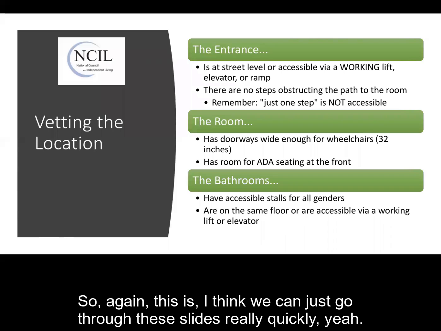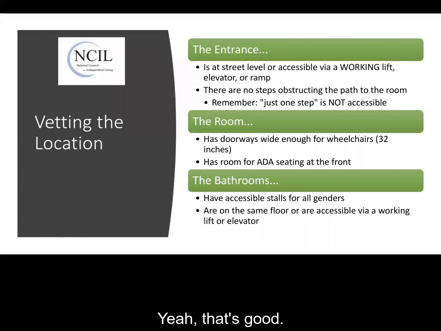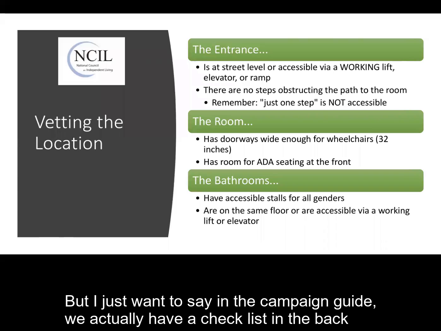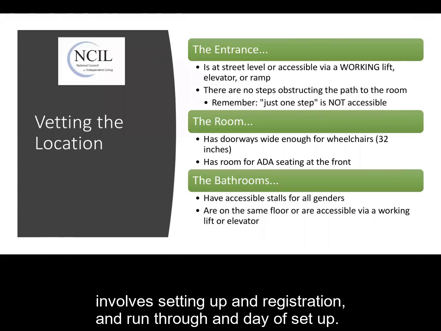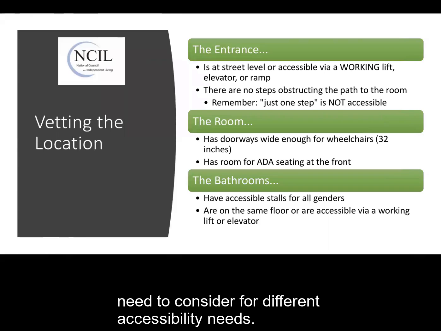So again, I think we can just go through these slides really quickly. Yeah, to the last page here. Yeah, that's good. So I'm going to leave this for whoever is presenting on events. But I just want to say in the campaign guide, we actually have a checklist in the back that takes this material and makes it into a checklist that involves vetting the location, setting up and registration, run through and day of setup. So that you're able to take this and consider every part of this process and what you might need to consider for different accessibility needs.